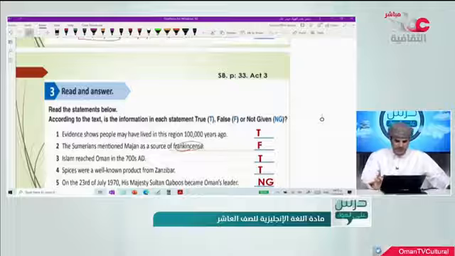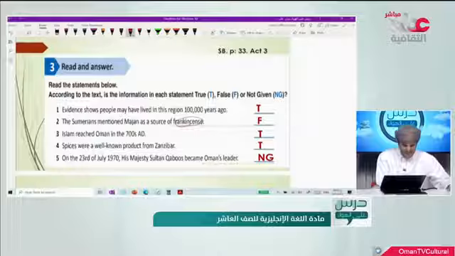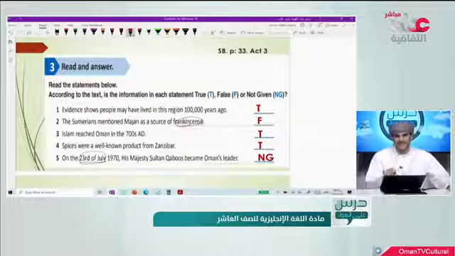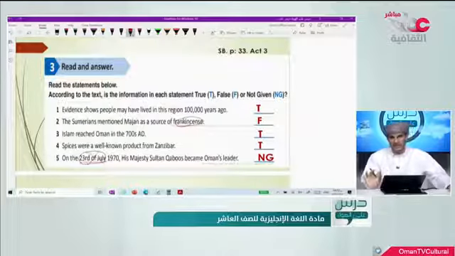Not given. Why is it not given? Because he mentioned here a specific date, guys. He mentioned a specific date, and it's not in the text. So, NG, not given.